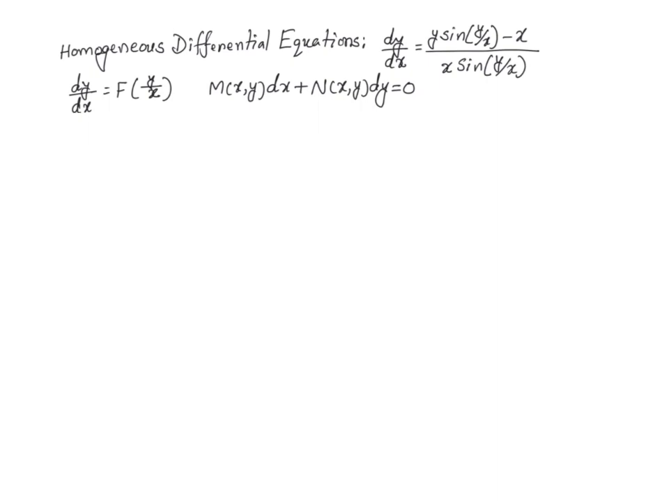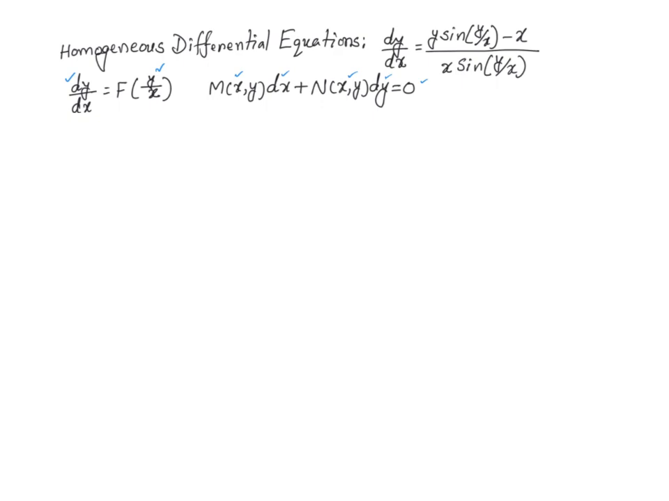In this video, I am going to solve this homogeneous differential equation. As you probably already know, homogeneous differential equations are defined as follows. dy over dx, if you can represent this as a function of y over x, then it's a homogeneous differential equation. An equivalent definition is this: M of x comma y times dx plus N of x comma y times dy is equal to 0.